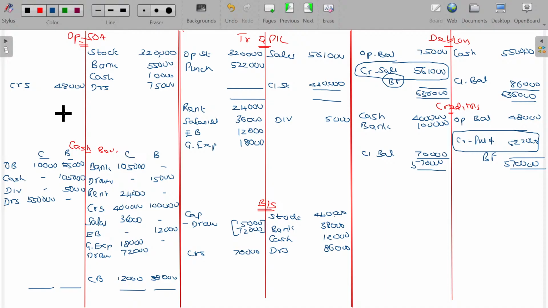Now finish up tallying the opening statement of affairs. 4,60,000. 4,12,000 being the balancing figure is nothing but capital. Where will it go? Closing balance sheet, opening capital being this one, 4,12,000.